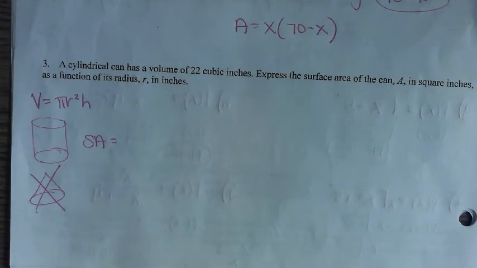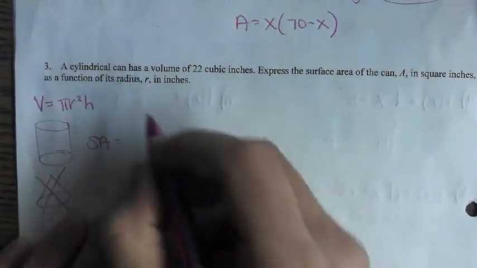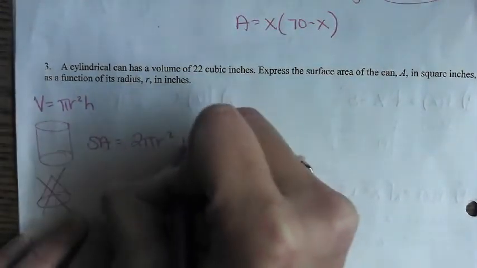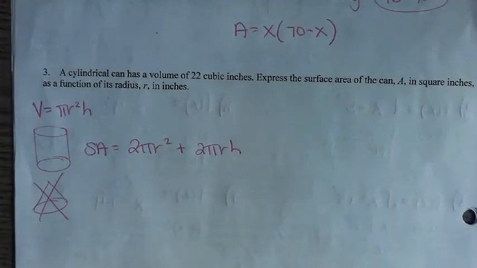Are you following? Surface area is such a set thing that you don't have to derive it, so I'm going to write it here. You need the surface area: 2 pi r squared plus 2 pi r h. Okay, so to do this problem, you definitely needed these 2.